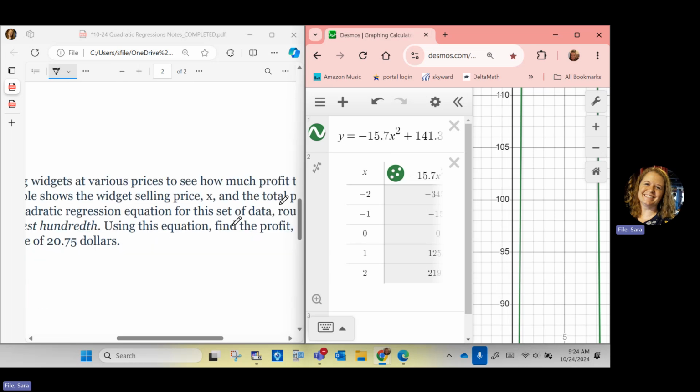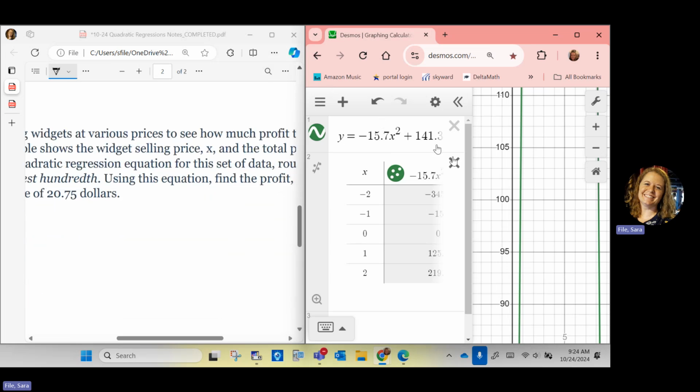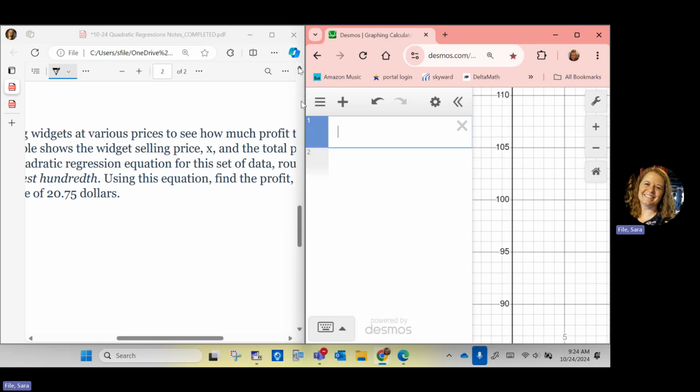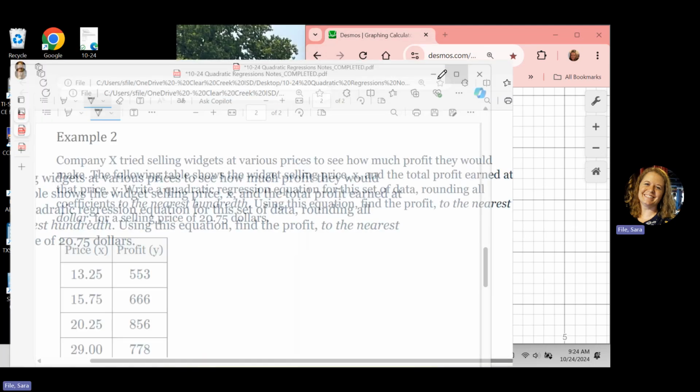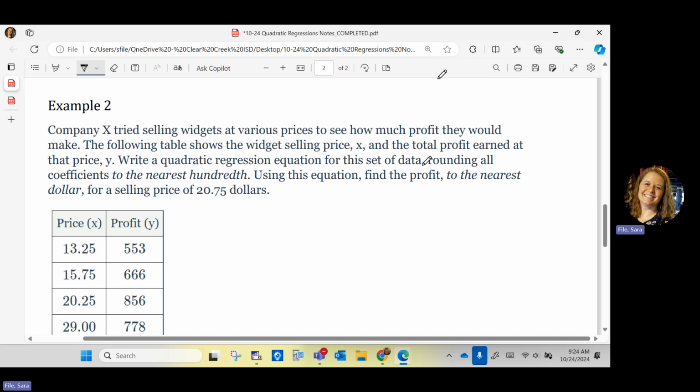Okay, let's try this second example here. So I'm going to clear out everything from my calculator because I've got a new problem. This one is talking about a company selling widgets at various prices to see how much of a profit they can make. The following table shows the selling price, X, and the total profit, Y. So when they sell the item for $13.25, their total profits are $553. Okay, so the selling price and the profit.